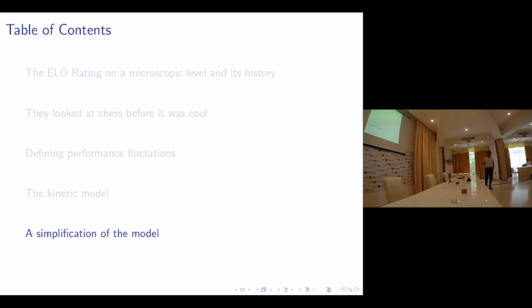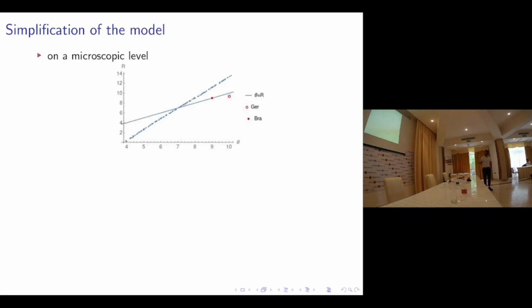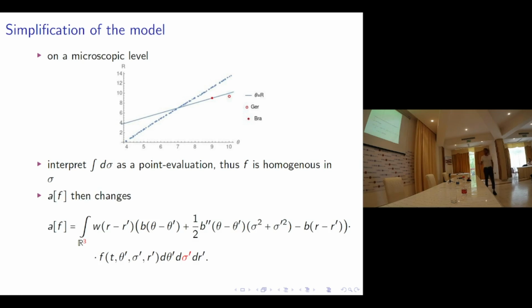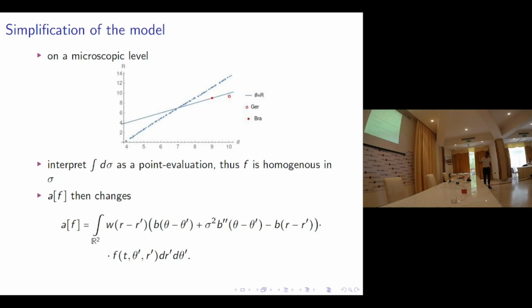We simplified this model a lot. Why did we simplify it? You can remember on the microscopic level, we had this one nice picture when everyone has the same variance. It looks like a steady state, let's ignore those two. So we said, okay, if everyone has the same variance, we could interpret the integral over sigma as a point evaluation. So F is homogeneous in sigma. And then we get, this is the old one, and we will change this R3 here to R2. We integrate, this is why I only have here one sigma, and the half is gone. And we have an RT operator, which is much easier to handle.